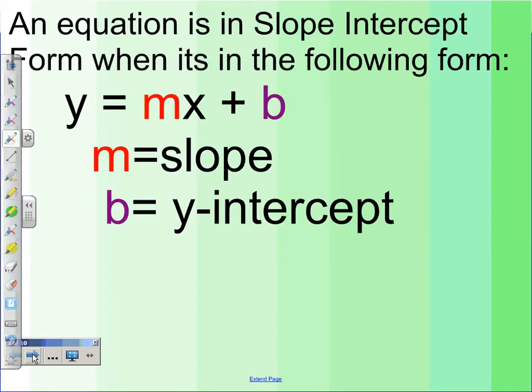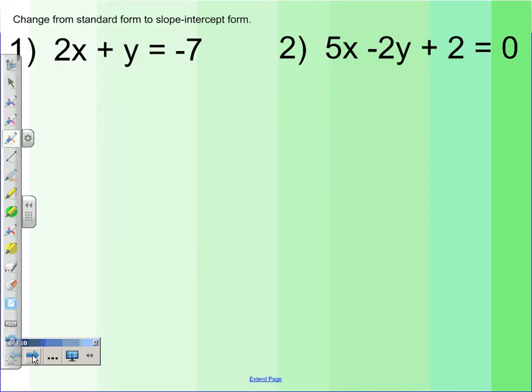And then this ever so familiar equation, I know you know it very well, y is equal to mx plus b, or slope-intercept. And if an equation is in slope-intercept form, then we have to know how to change it back to standard form. Both equations are used for different reasons, and you'll learn more about that later. Change from standard form to slope-intercept form.